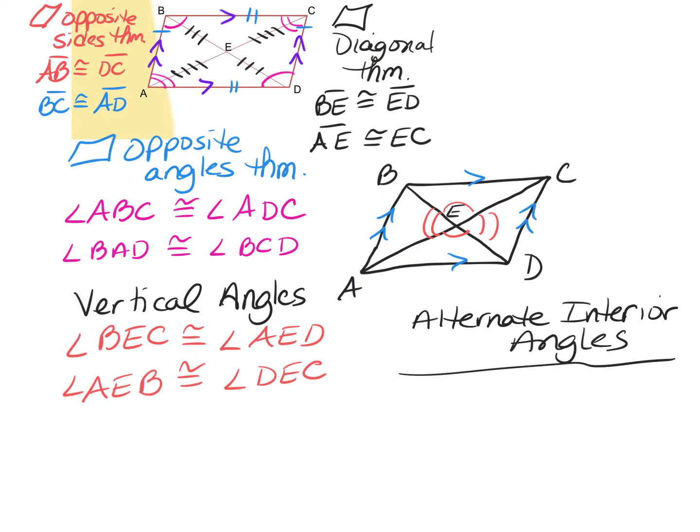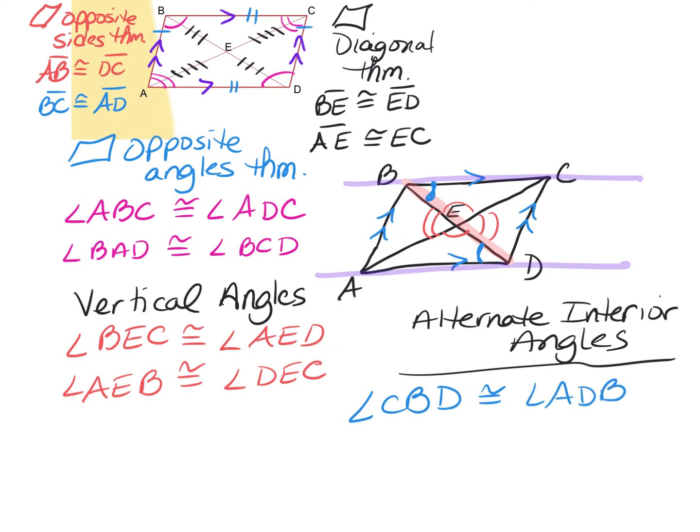So what I'm going to do is first use the top and the bottom as my parallels. And then I'm going to be using BD as a transversal, which has now created this angle here congruent to this one. So angle CBD is congruent to angle ADB. These are alternate interior.